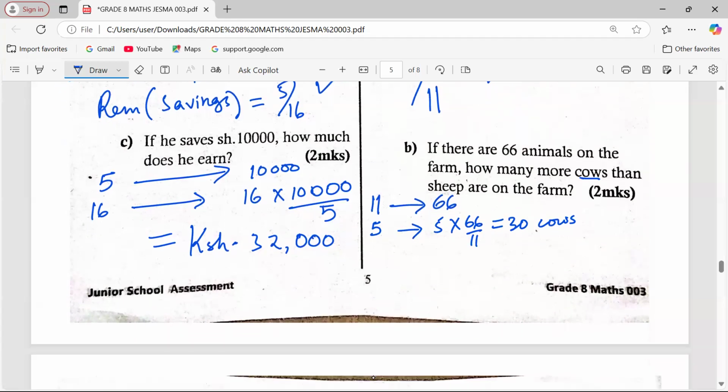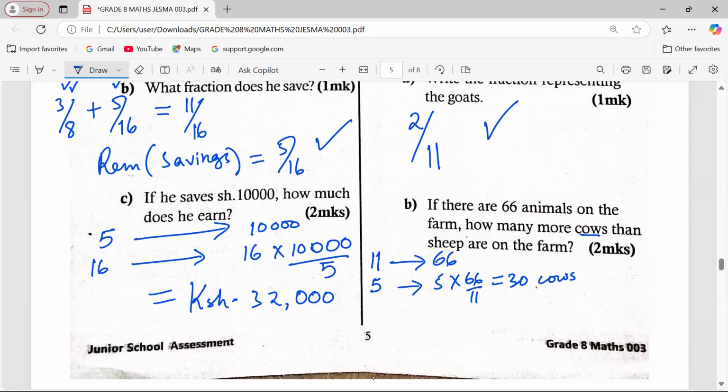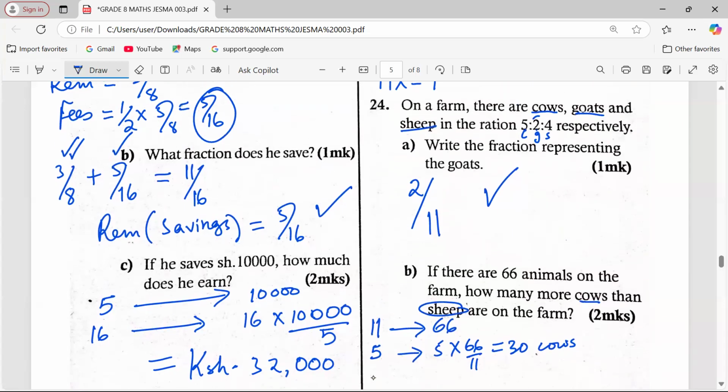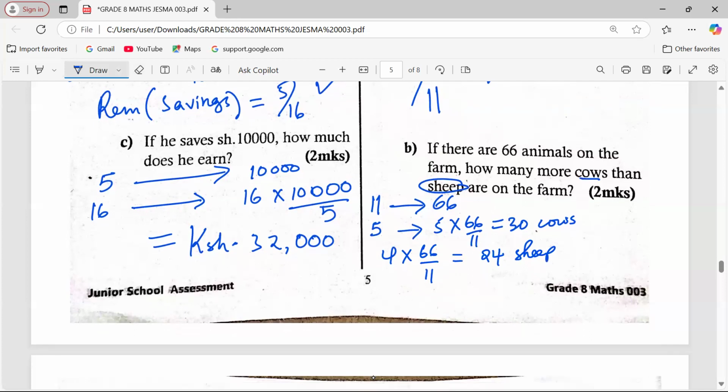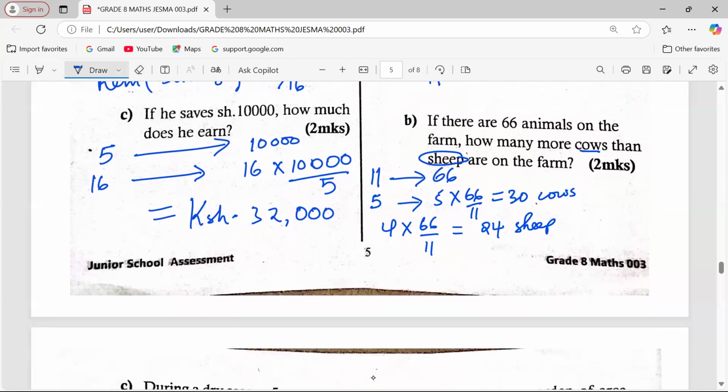Then we will say again, 11 is representing 66. What about the fraction that represents sheep? That fraction for sheep is 4. So it will be 4 by 66 over 11. So when you divide through here, we'll get 6 by 4, which is 24 sheep. Then now what is the question? How many more cows than sheep are on the farm? So we have to take 30 minus 24. There are 6 more cows.